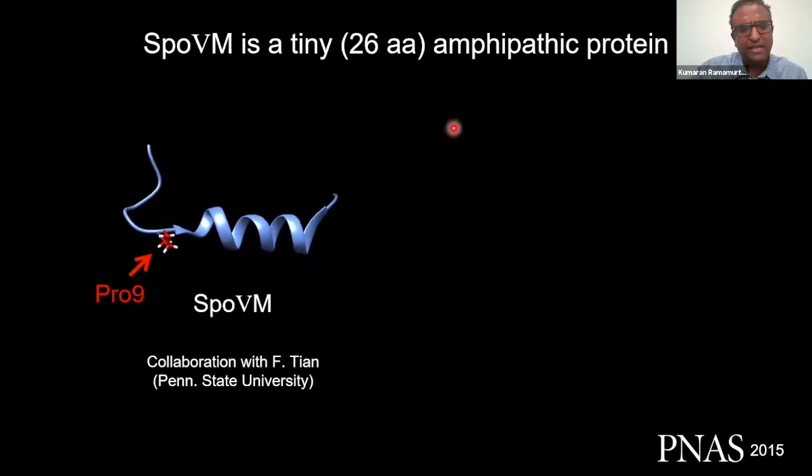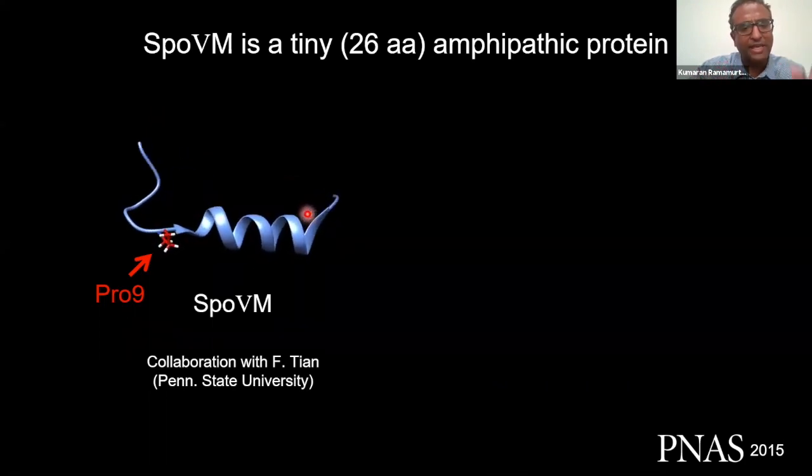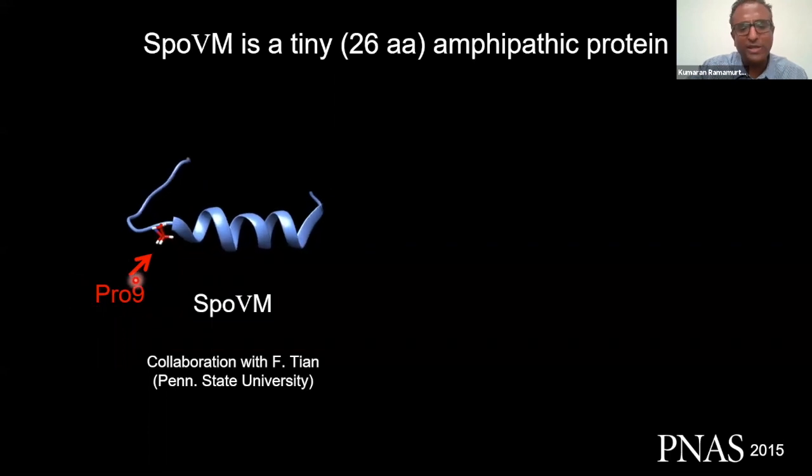So this protein, you can see, even though it's very small and simple, still has a structure. So there's this floppy N terminus, and then there's this alpha helical C terminus. And both of those domains are delineated by that proline residue at position 9 that I mentioned to you earlier. And that sits right at that intersection between these two domains.